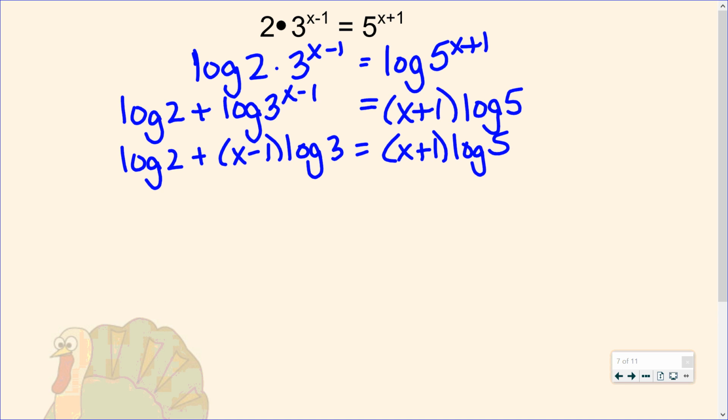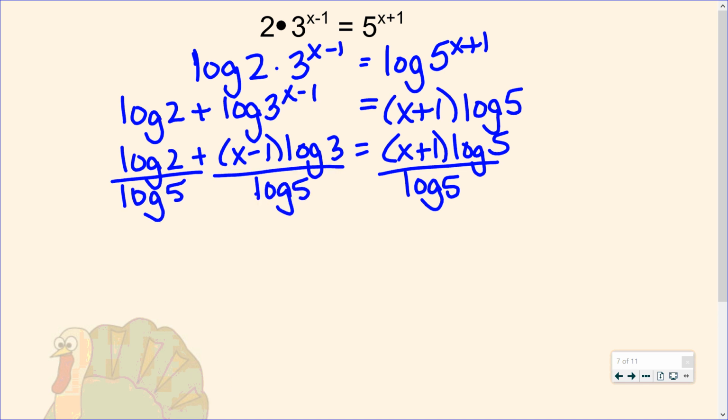My next step, I would divide by one of the logs. Let's go ahead and divide by log 5, because that's the only guy on that side. Now I'm going to divide because it's addition here. Every term by log 5. So the x minus 1 is multiplied by the log 3.